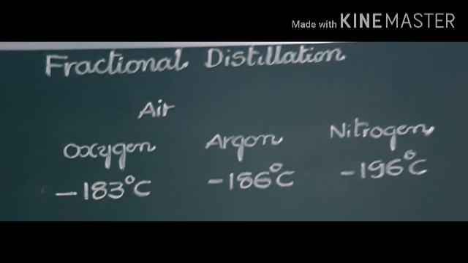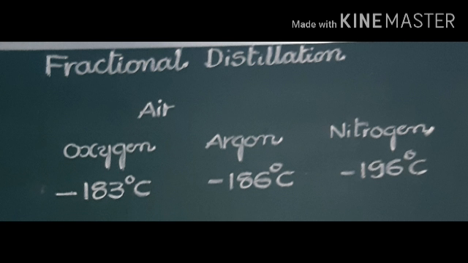For example, I have taken air. Air is consisting of so many gases. Just I have taken oxygen, argon, nitrogen. Its boiling points are minus 180 degrees centigrade for oxygen, argon minus 186 degrees centigrade, and nitrogen minus 196 degrees centigrade.